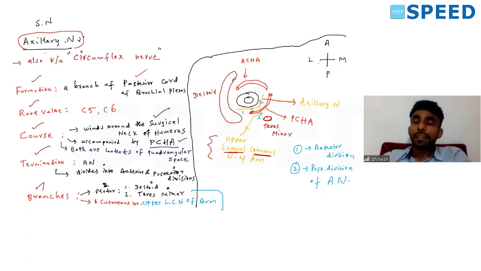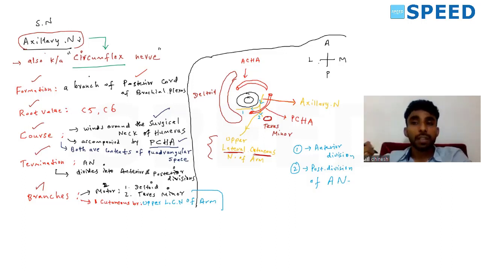As you know, the axillary nerve winds around the surgical neck of the humerus bone, right? So it is also known as the circumflex nerve. The axillary nerve is also known as the circumflex nerve because it winds around the surgical neck of the humerus. Okay. Can you tell me the source or formation of the axillary nerve?